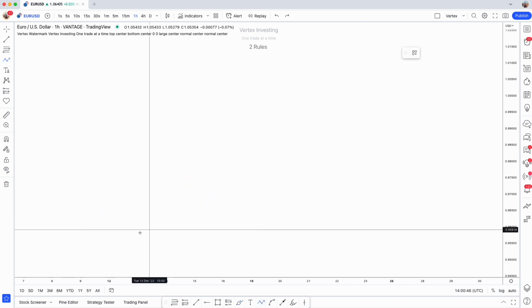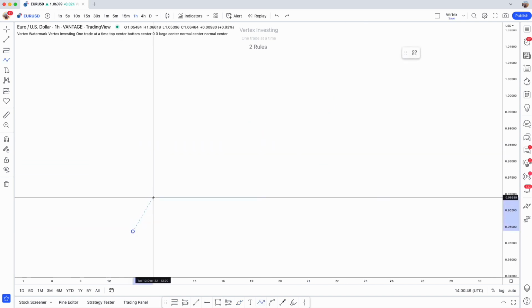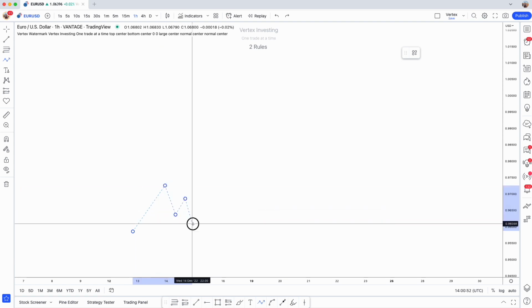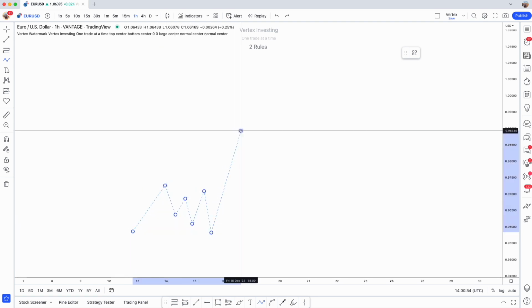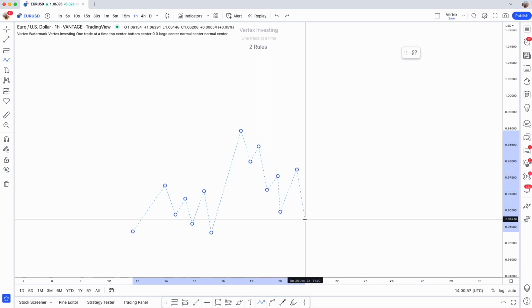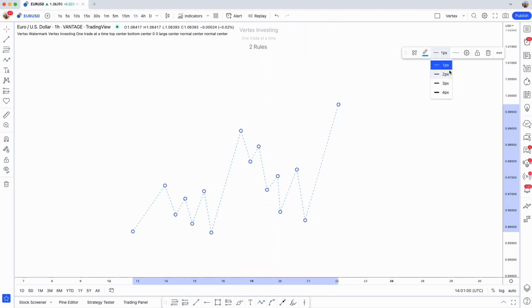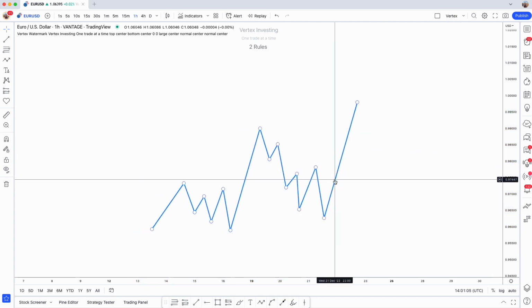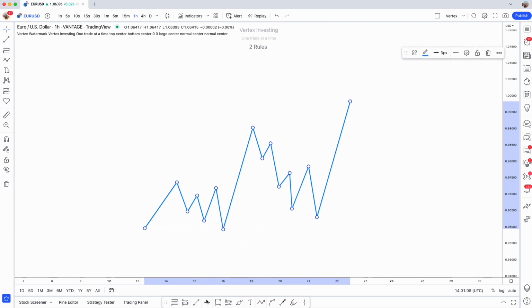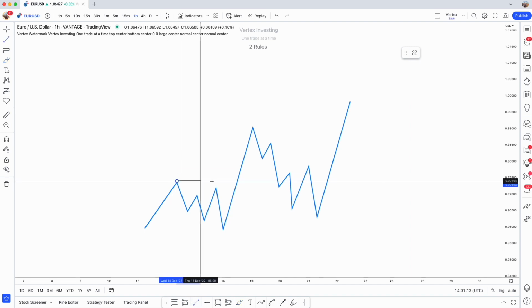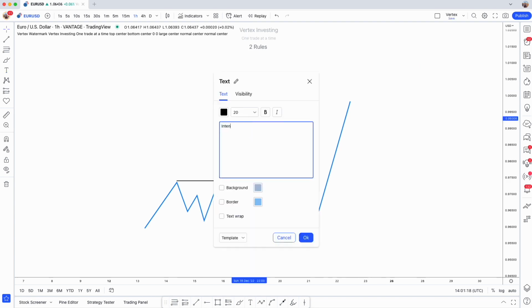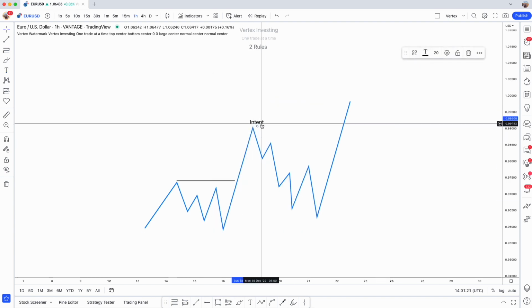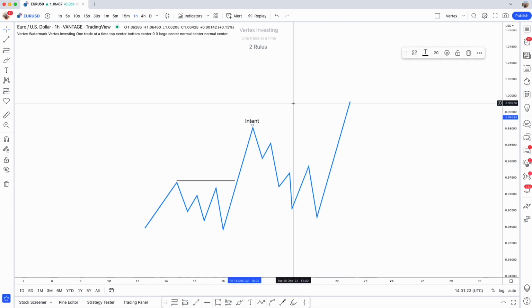Let me just draw. Let's start off with having a bullish trend. So our two rules. Initially what we need is the first break of structure, which happens here. You get a break of this structural range, and that creates this high. This high is what we call the intent. And intent essentially means it's the intention that price is going to go bullish.